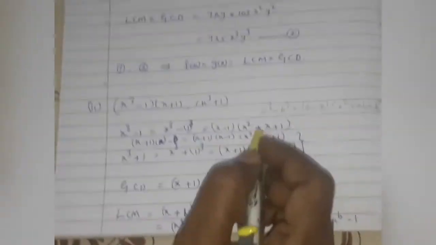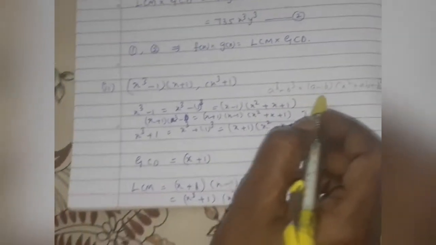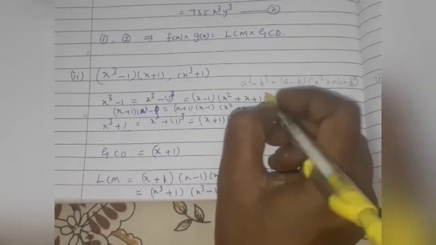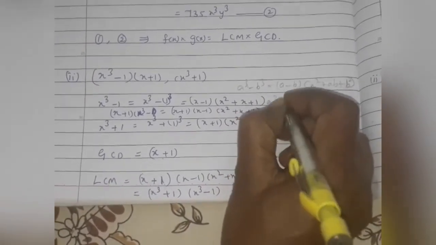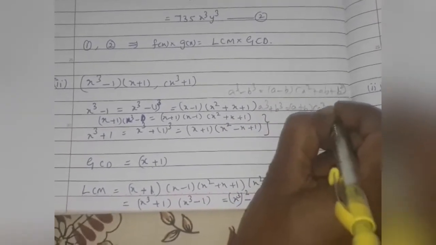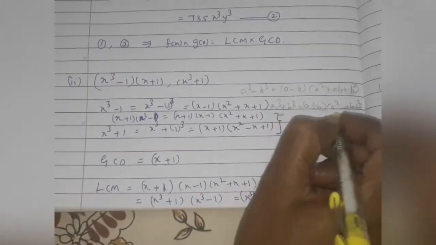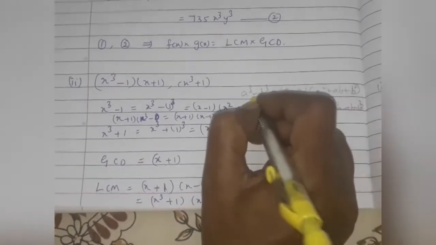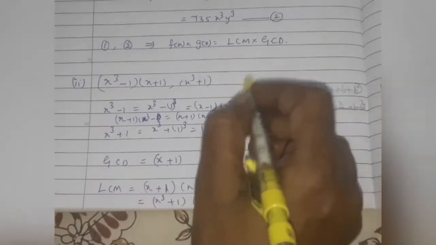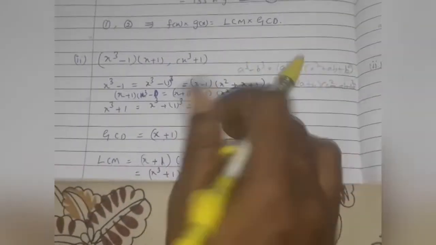Like that, if it is a cube plus b cube, then you will get (a plus b) into (a square minus ab plus b square). Okay, so if it is plus here you will get minus here, and if it is minus here you have to put plus here. So these two things are formulas, which you have already studied in your 9th standard.